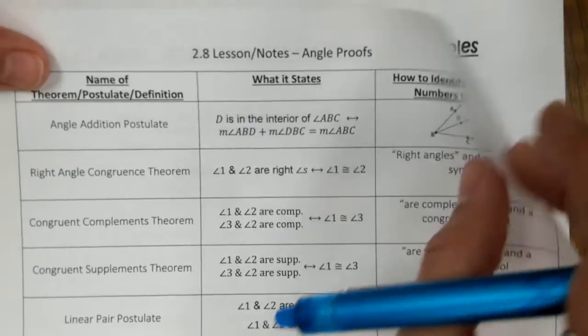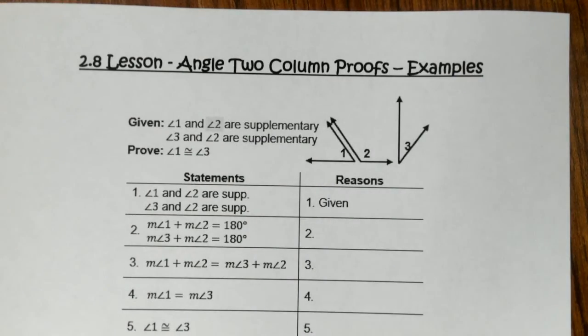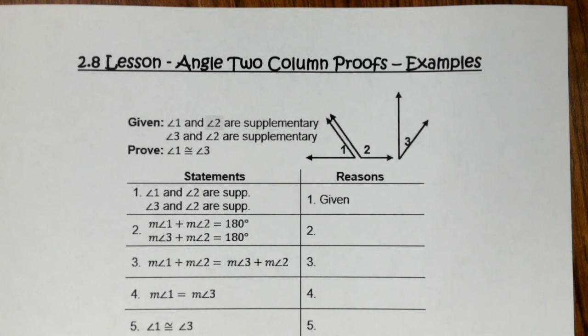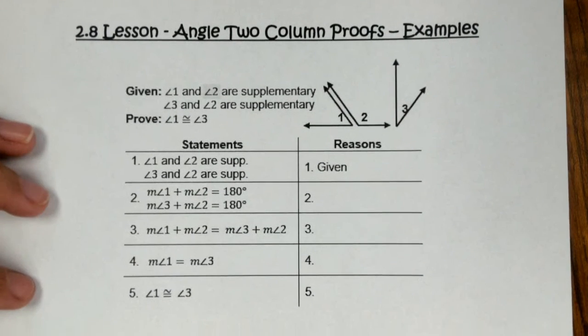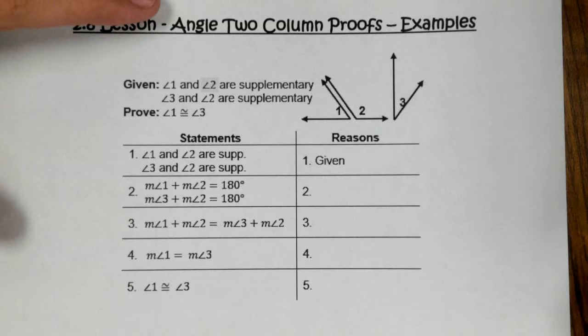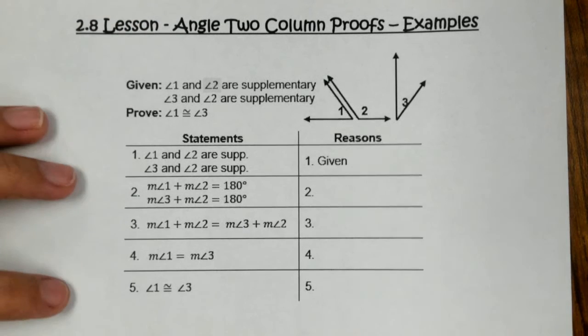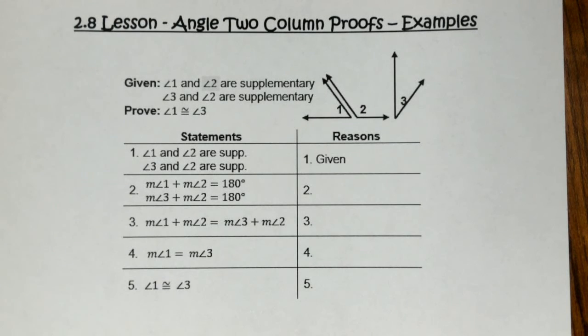And I'll be bringing this back into the picture. We are going to do an I do, we do, you do. So the first one we will do together. The second one you will do on your own and check in class the next day. So let's go ahead and get started, since we already know how two-column proofs work.